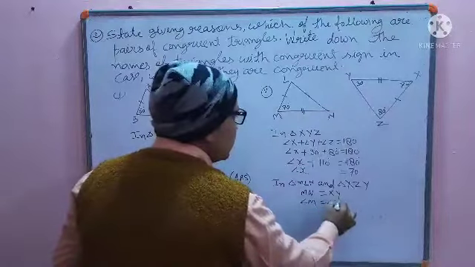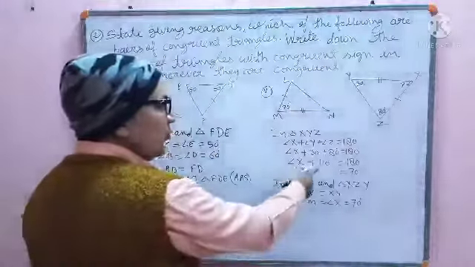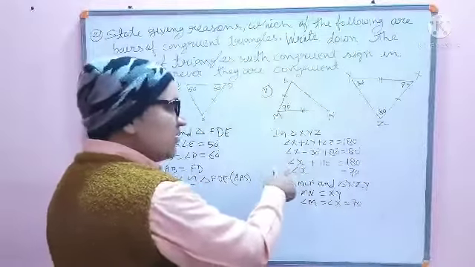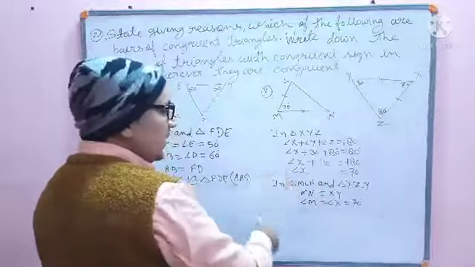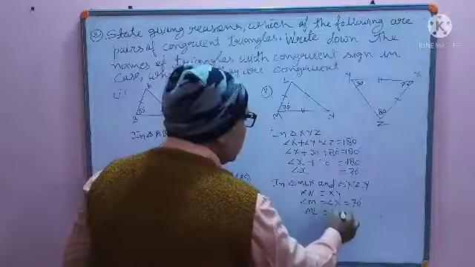Angle M is equal to angle X. Both are equal to 70 degrees, proved above. See here, it is not given in the question. This you have found here. Okay. Now the third one is ML is equal to XZ.